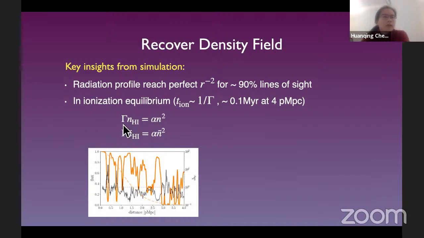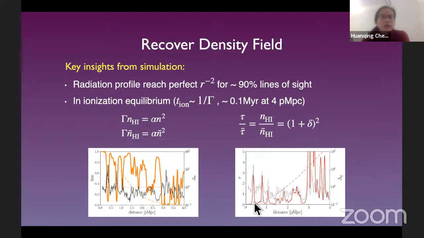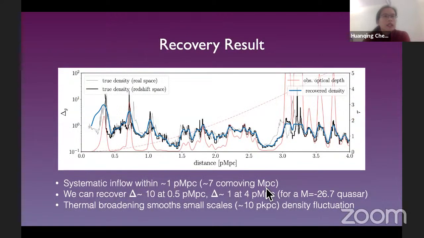And because we know gamma and alpha pretty well, to go back from the spectra to the density is also straightforward. We basically need to calculate the optical depth at each pixel, divide it by the baseline, and take the square root. The blue line here shows the recovered density field. And we can already see this looks pretty good. So let's take a closer look at this.